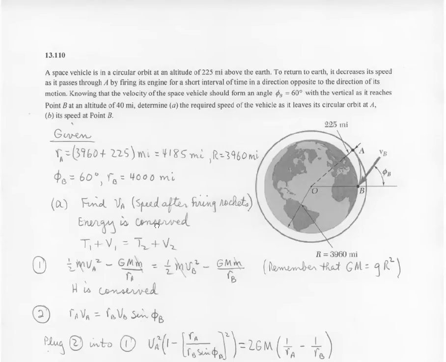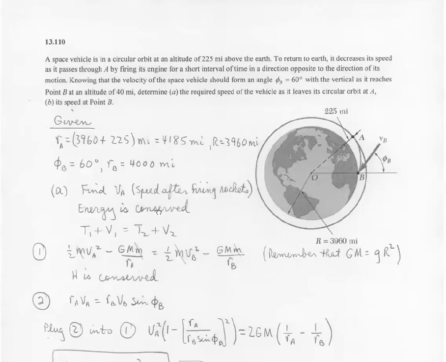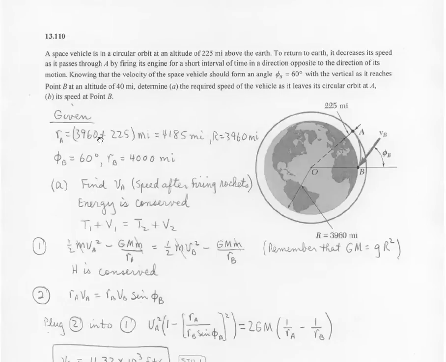All right, we're going to do this by using the conservation of energy. R sub A is the radius of the Earth plus the altitude of 225 miles to give us 4185 miles. Radius of the Earth is 3960, as mentioned here in the picture. Phi sub B is 60 degrees, as said in the problem, and R sub B is the radius of the Earth plus 40 miles, which gives us 4,000 miles for R sub B.